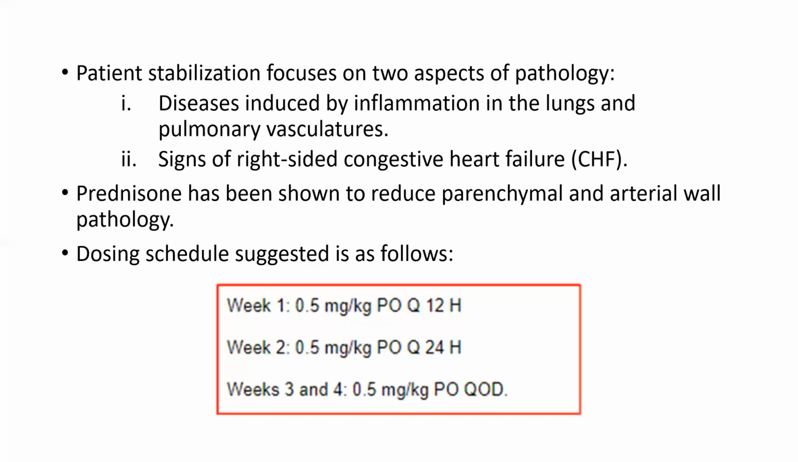As mentioned before, corticosteroid medication is one of the treatments. In this procedure, prednisone is used to reduce the parenchymal and arterial wall pathology. The dosage schedule is as follows. For the first and second week, 0.5 mg per kilogram of prednisone is given every 12 hours, and for the third and fourth week, 0.5 mg per kilogram of prednisone is given every other day.